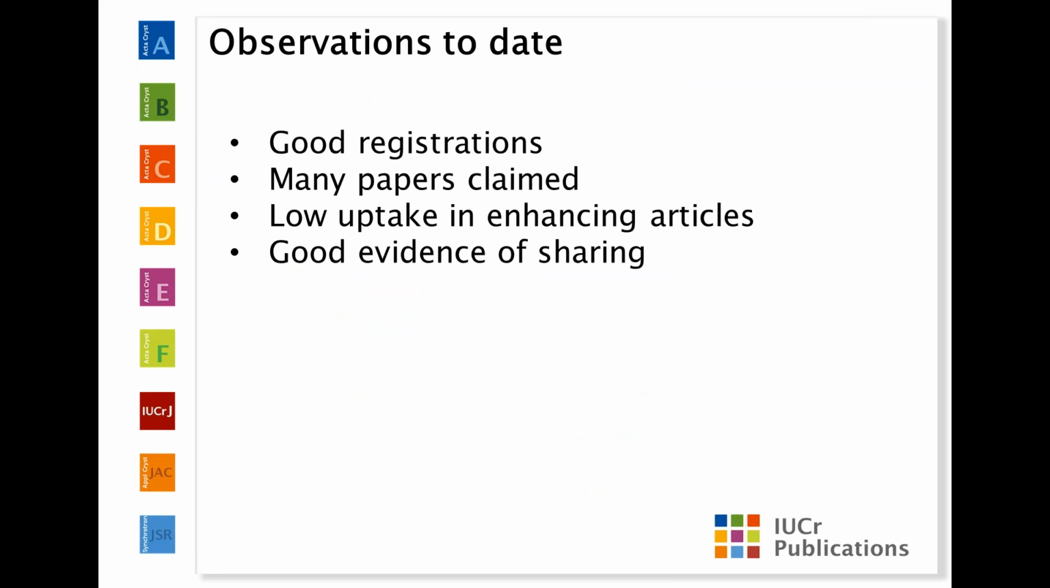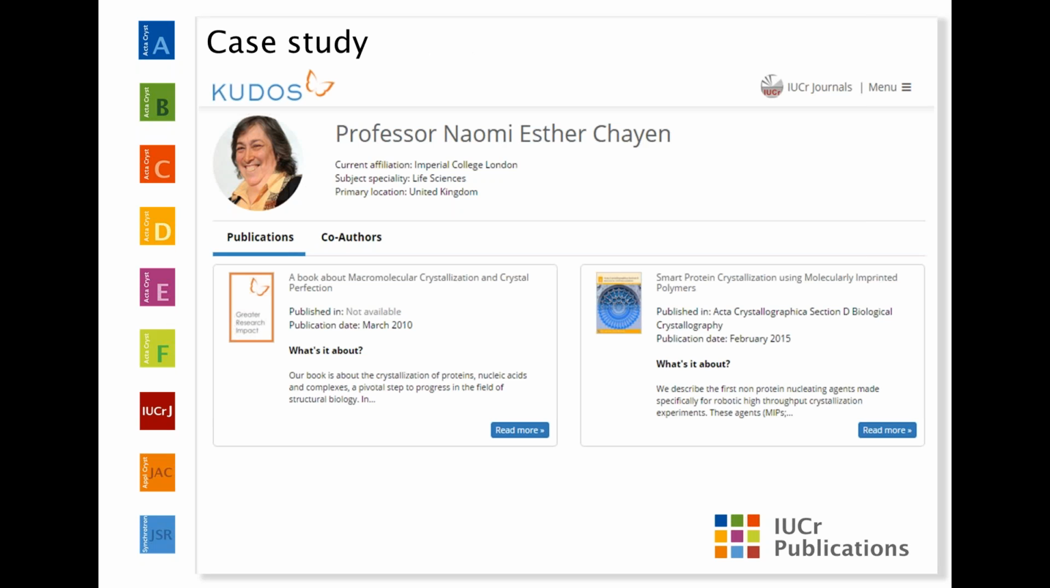So, observations to date have been encouraging. We have seen good levels of registration, with similarly good numbers claiming papers. Where we still see some significant room for growth is in the category of actually explaining your work. Finally, those authors who have claimed and written lay summaries, we see good levels of sharing. So, how are people actually reacting to this?